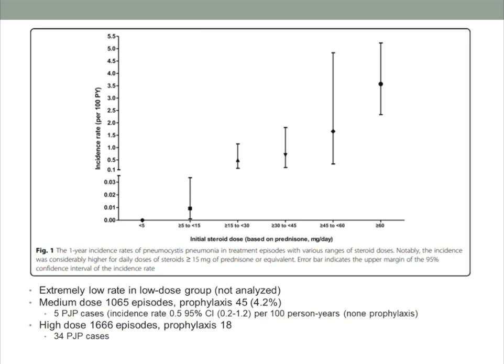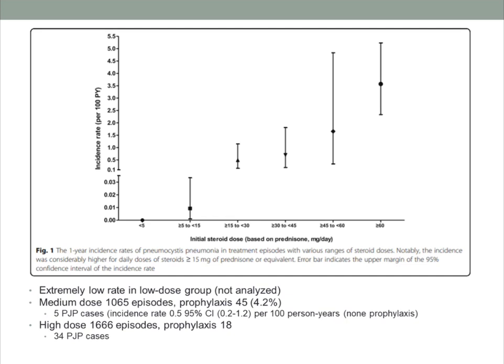The medium dose group, so that was 1,065 patients of that almost 30,000 we started with. Only 45, or 4.2%, had prophylaxis, and they only had 5 cases of pneumocystis. All of those were in the group that weren't on prophylaxis. So the incident rate, though, was still very low, 0.5 per 100 patient years. This is substantially lower than what we're seeing in hematologic malignancy and certainly HIV/AIDS.